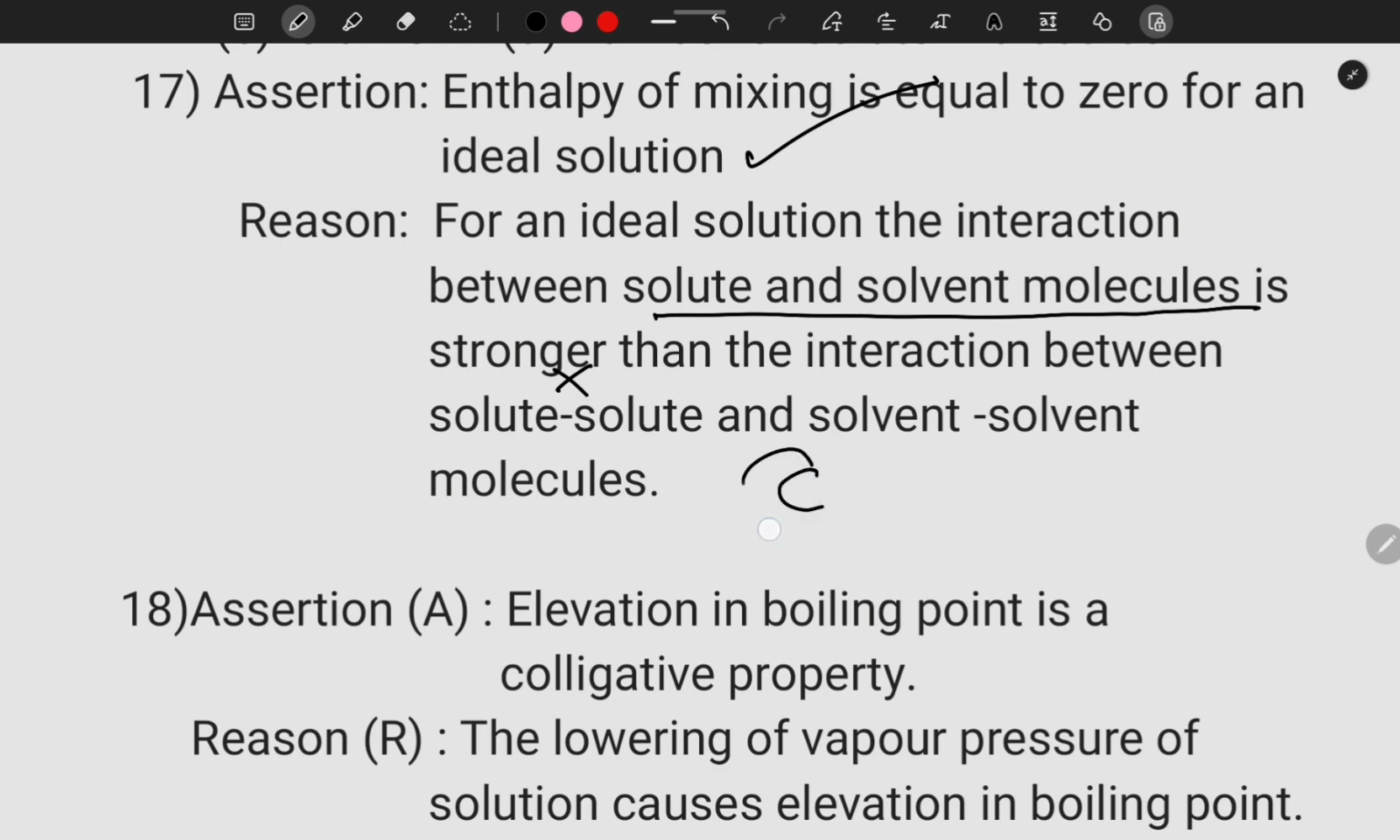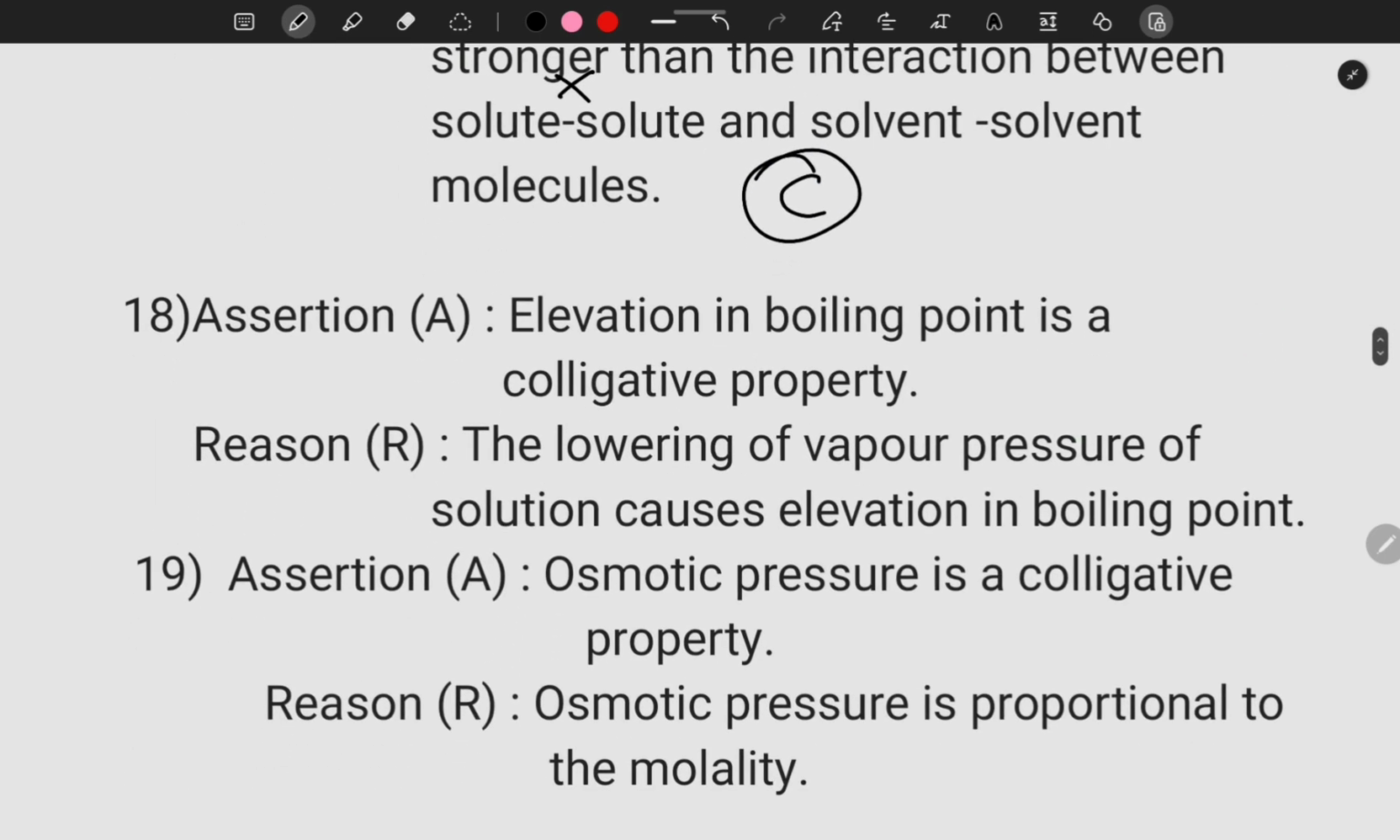Our option is C. Elevation in boiling point is a colligative property, that is a true statement. The lowering of vapor pressure of a solution causes elevation in boiling point, that is also a correct statement, but the reason is not the correct explanation of the assertion. We know colligative properties depend upon the number of particles. So assertion and reason both are correct, but the reason is not the correct explanation of the assertion.